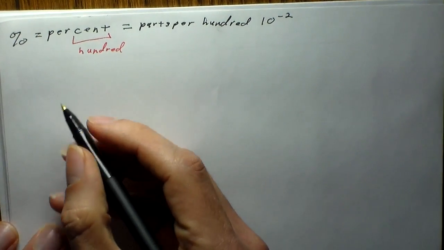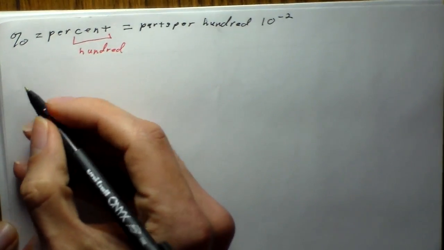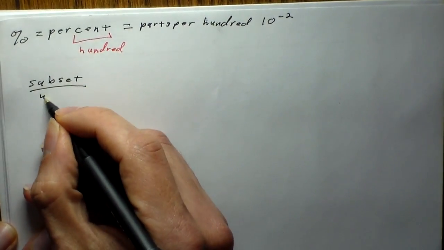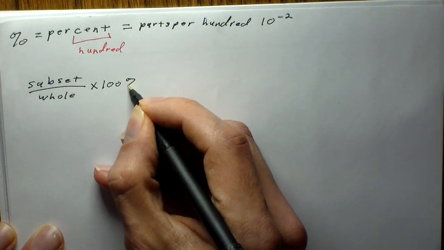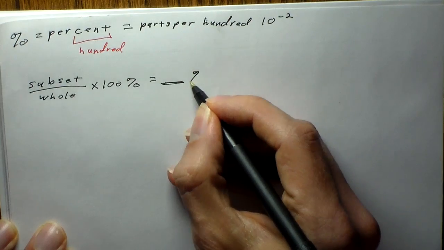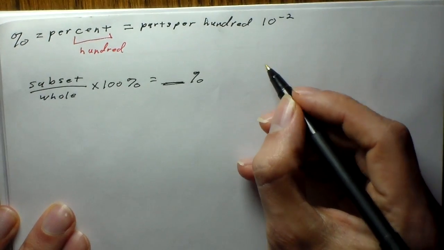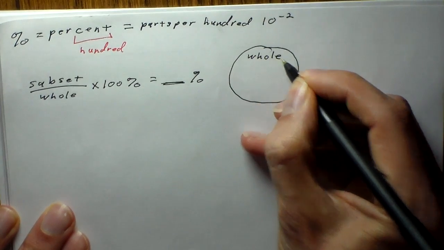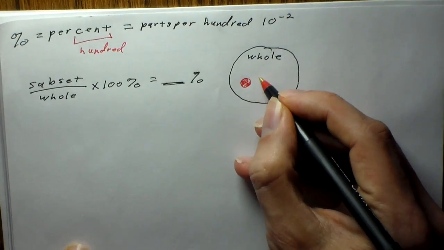So when we're talking about this, and this is not just for percents but everything else, we're going to be looking at a subset of something divided by the whole, and then we're going to multiply this by the 100%. And then this is going to give us our number here in terms of percent. Now what I'm saying here is subset and whole. So here we have our whole thing, and then inside of there is our little subset.